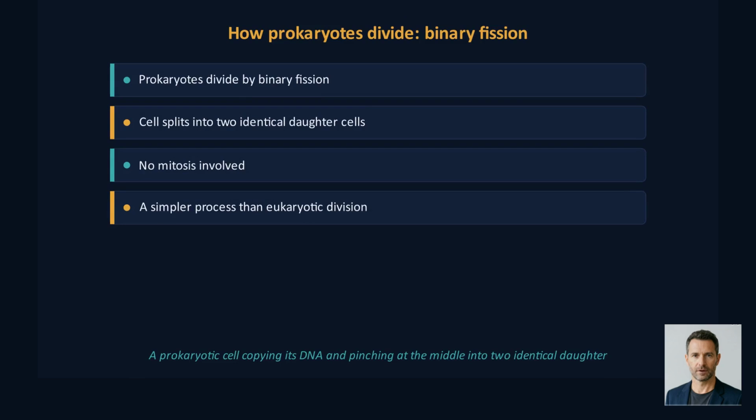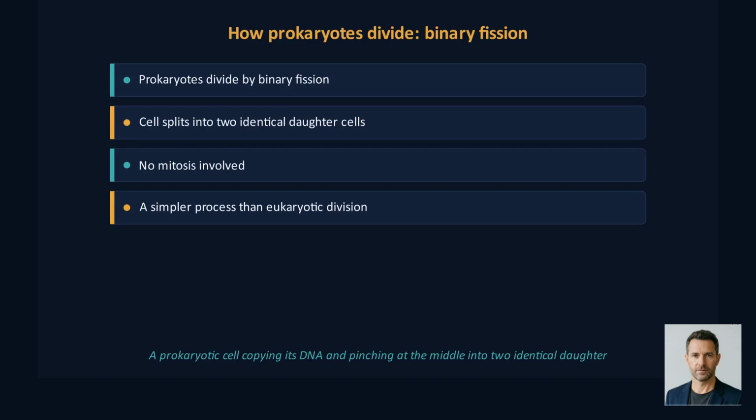Prokaryotic cells do it far more simply. A prokaryote divides by binary fission, a process in which the cell splits into two identical daughter cells. There is no nucleus to dismantle and rebuild, and crucially, binary fission does not involve mitosis at all. It is a fundamentally simpler process than the eukaryotic version.